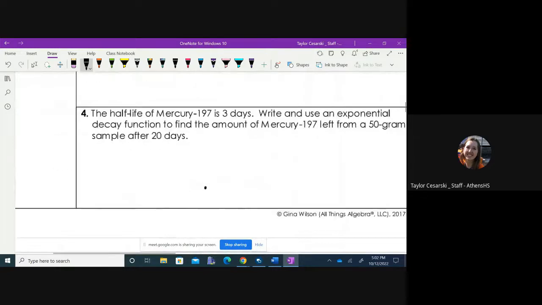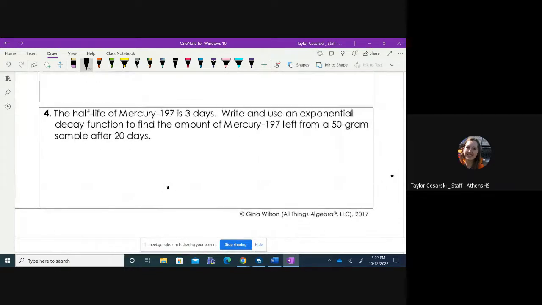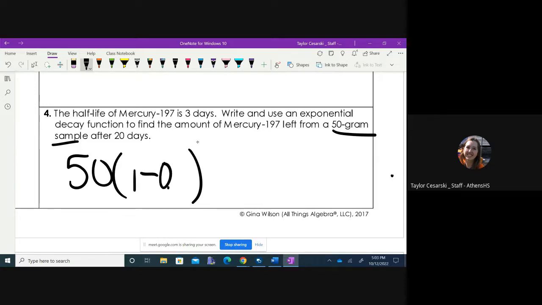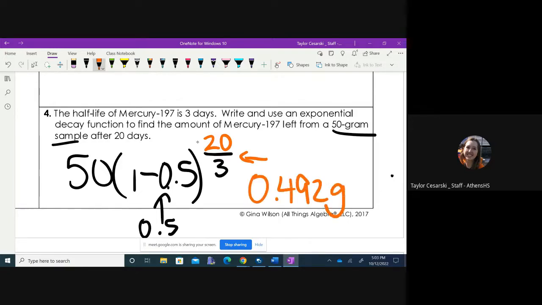All right, number 4. The half-life of mercury 197 is 3 days. So we start with 50 grams. That's my initial value. Half-life means it's decaying by half, okay? So 1 minus 0.5, or you could just write that as 0.5. Now, it only decays by half every 3 days. So I'm going to write that as t over 3, where that's my time. And then we want to find how much is left after 20 days. So I'm going to plug in 20 for t and type that all in my calculator, and I get 0.492 grams.